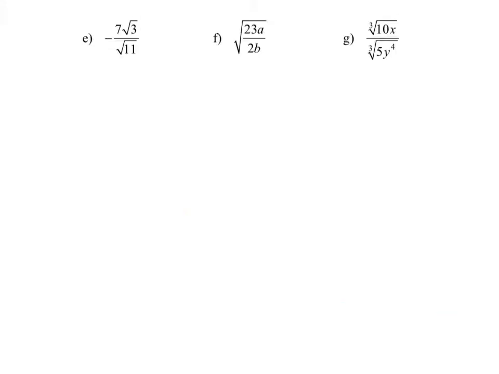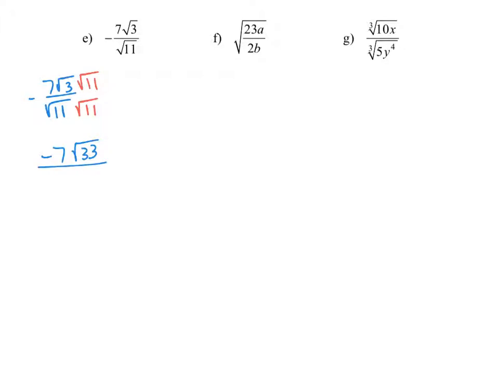In example E, we have negative 7 radical 3 divided by radical 11. So what we want to do is multiply the numerator and the denominator by something that makes the denominator a simplified form without radicals, and we can multiply by the square root of 11 in the numerator and the denominator. When we do that, we get negative 7 square root of 3 times the square root of 11, which is negative 7 square root of 33.